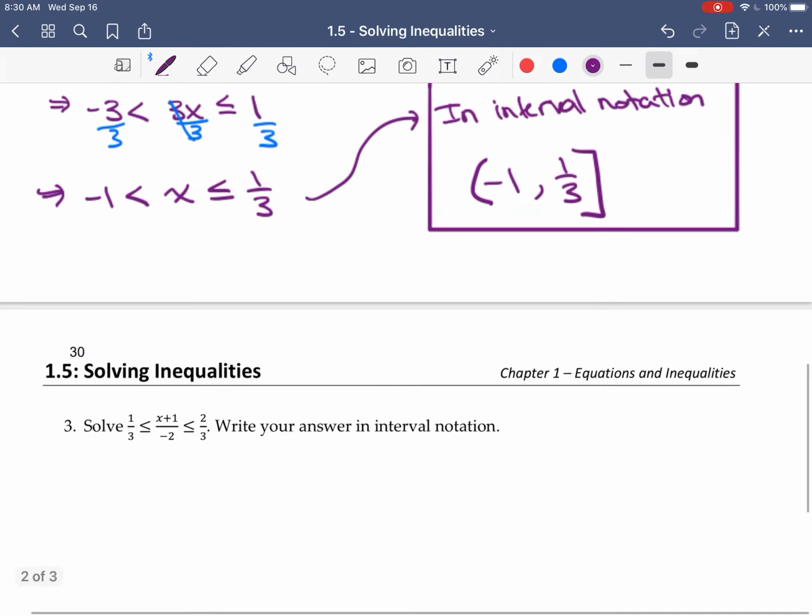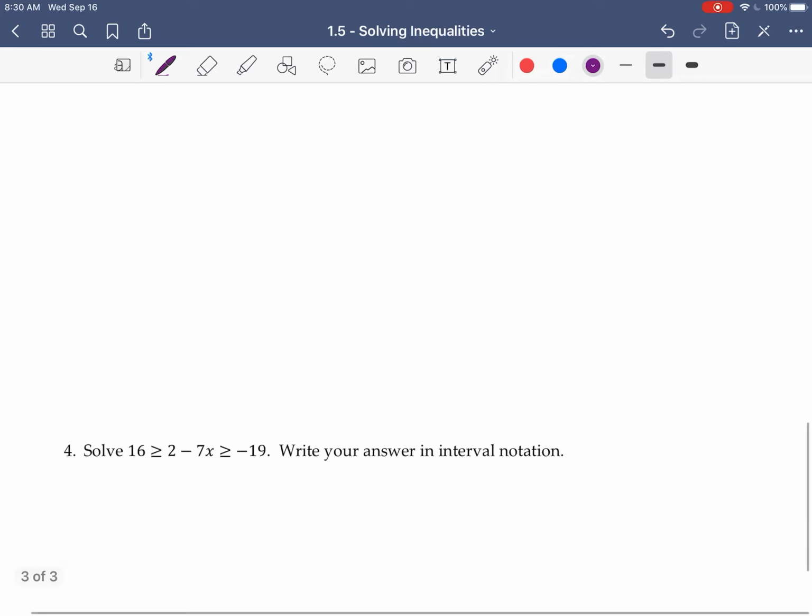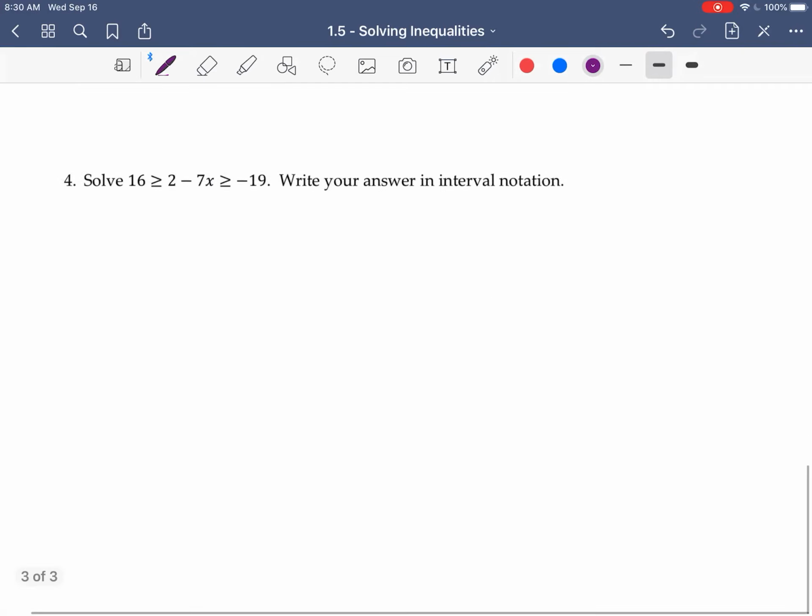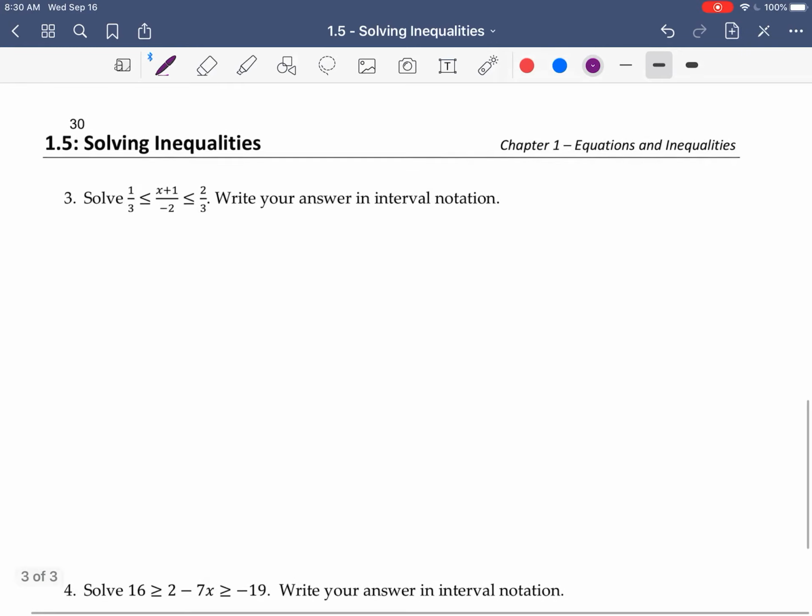There are 2 more examples of compound inequalities. I'm going to leave those for you to try, and they will be solved in a future video.